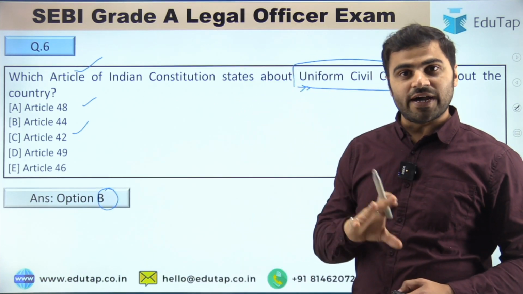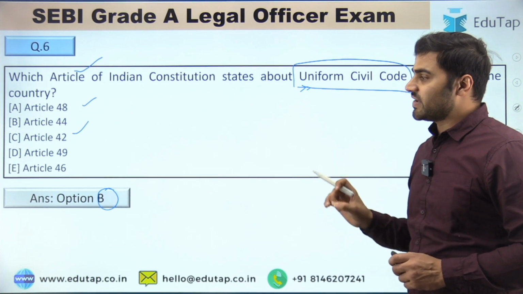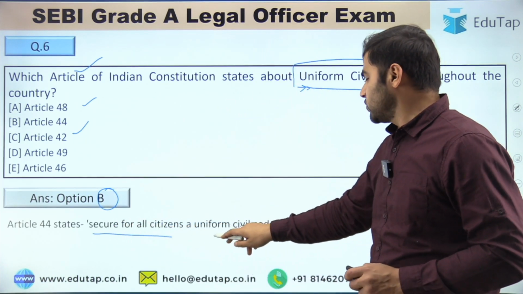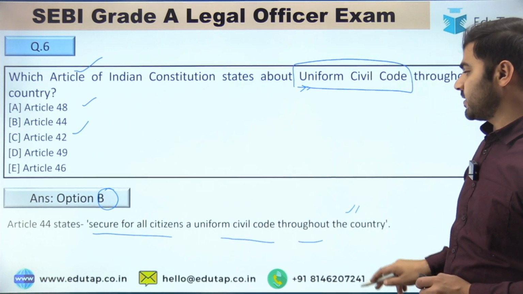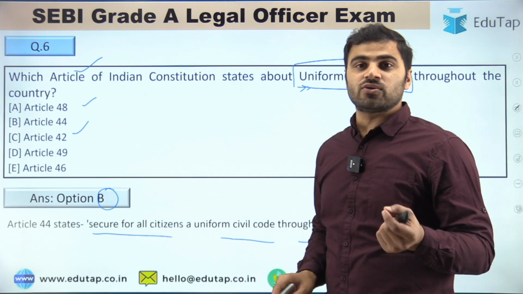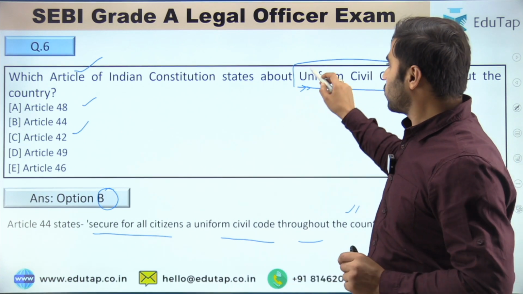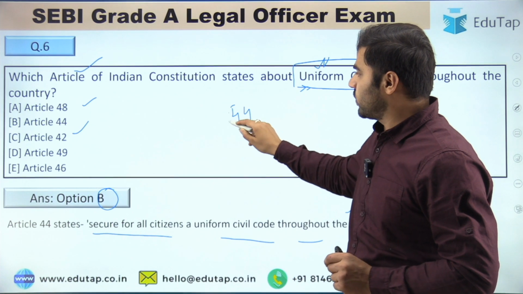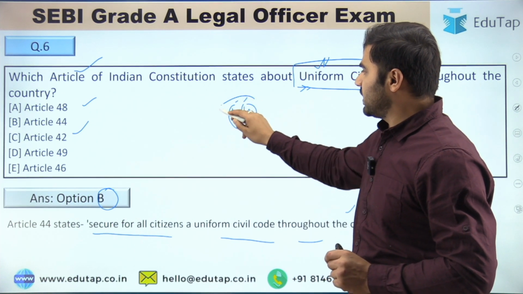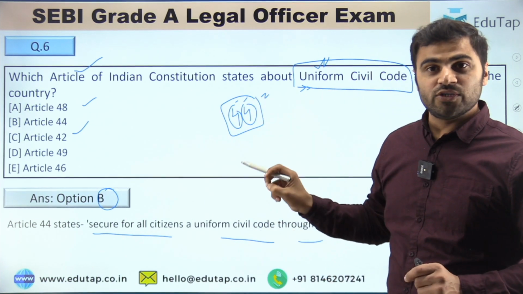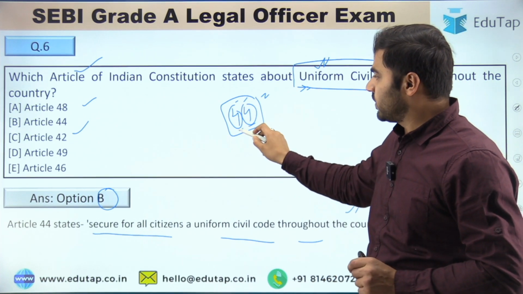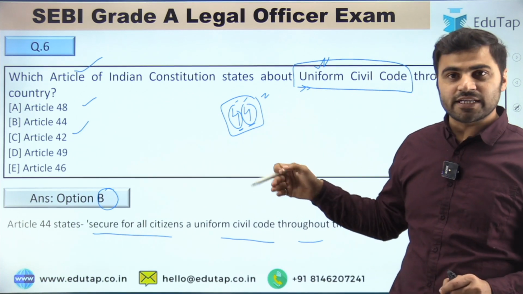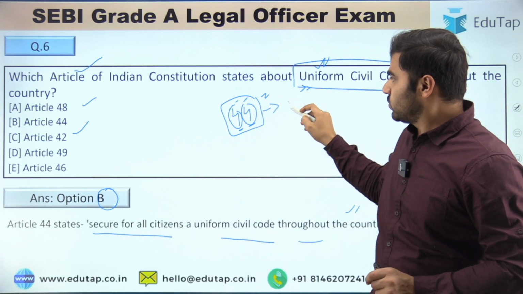So you have to have an idea about this provision. This is a very important provision. Article 44 states: secure for all citizens a uniform civil code throughout the country, right? So I give you a trick to remember this provision, since we are talking about the uniform civil code. You can remember that in 44, 4 and 4 are equal, right? Here we are talking about uniformity, and 4 and 4 are uniform, that is, they are the same. That is why this is mentioned here, uniform civil code.